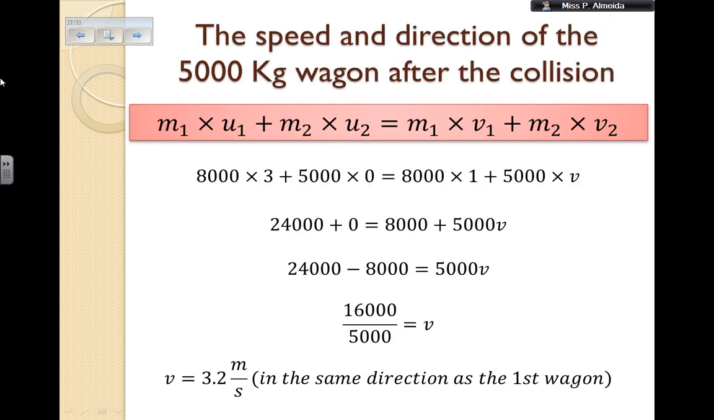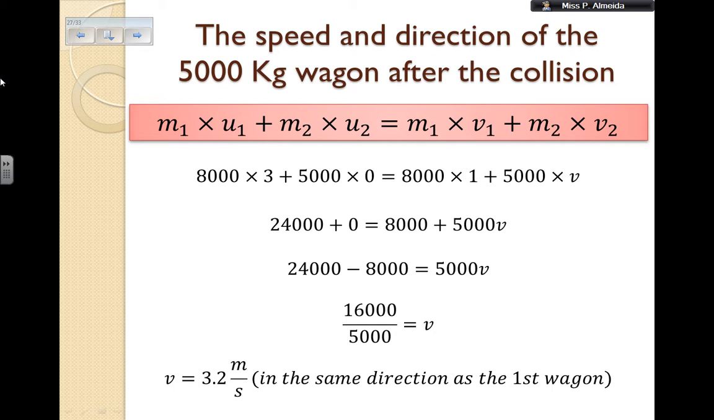Of course, you know, pause the video. Too late now. Pause the video if you want to try them beforehand, okay? So the speed and direction of the 5,000 kilogram wagon after the collision, that's what they want. I'm going to use the conservation of momentum formula, and go to my previous video if you do not know what I'm talking about.